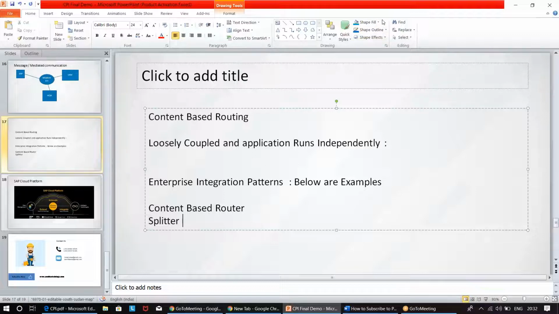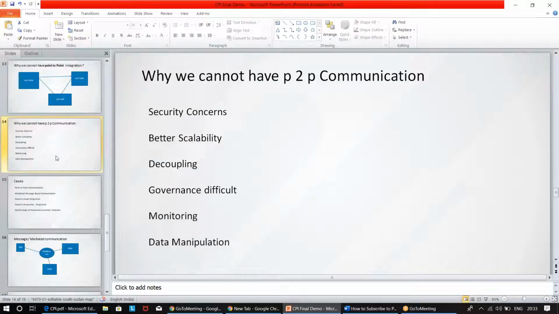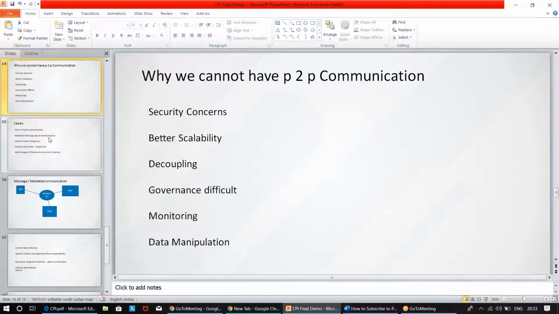Till this point, I hope everyone is clear. In case not, just ask me, or put it into the chat box. I think I have one answer: I've mixed it into the complexity part. Definitely, if we are integrating with direct one-to-one communication, there will be a lot of complexity, so I agree with that point. There are ample number of points, but I think we have covered a good number of points today in terms of why this P2P communication is not successful.